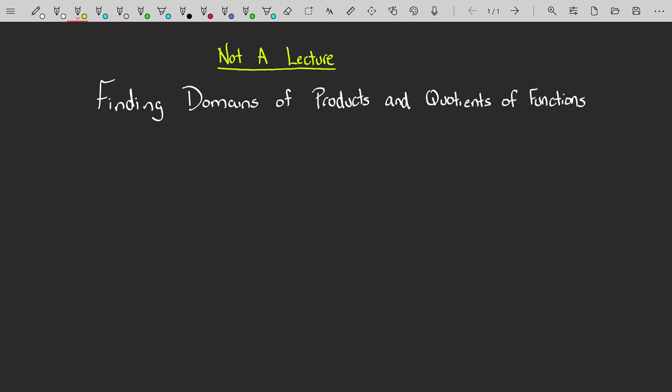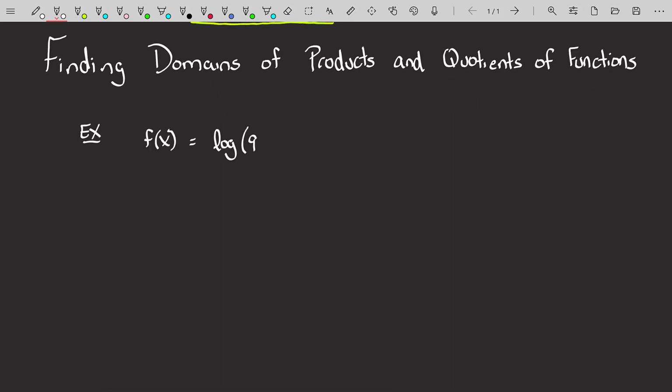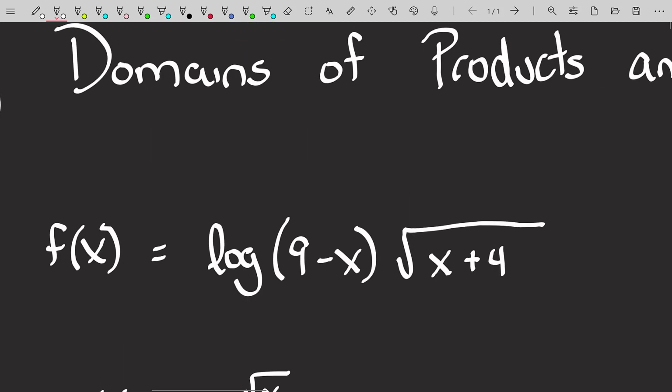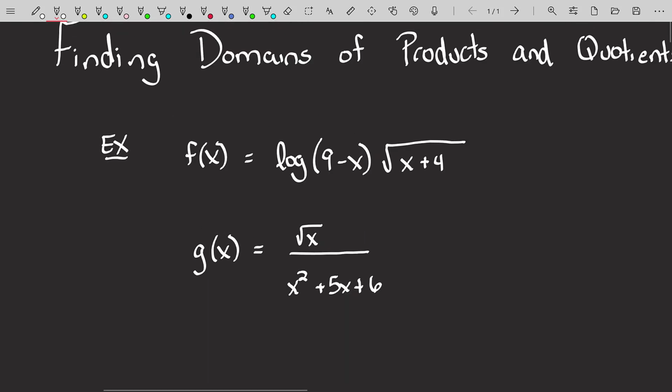Well, what do I mean by finding domains of products and quotients of functions? Well, I mean that you have a couple functions. In the first case, we have something like a logarithmic function times a radical function, or you might have a quotient of functions. So we might have a radical function being divided by a polynomial. In any case, finding the domain of a product or a quotient is relatively the same.